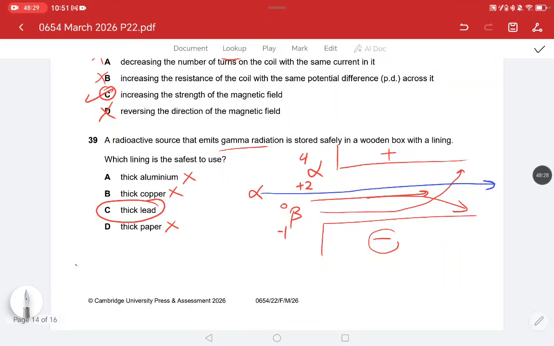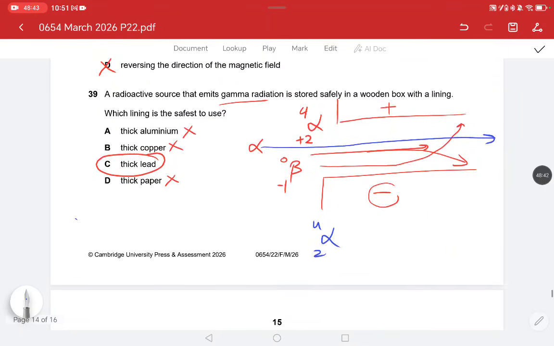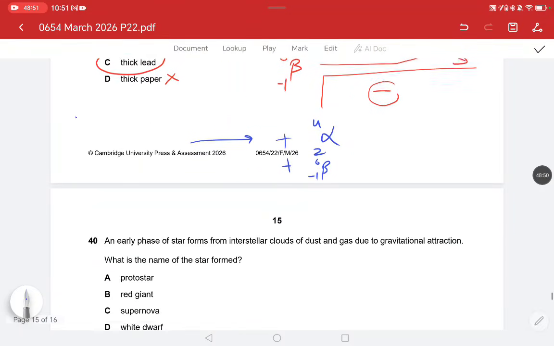And this will lead to equations. So if you have any equation, you have to know how to write them. If you have alpha, you should know this 2, 4. If you have beta, you should know that it's -1, 0. You should know them, and you should know how to balance the equation. Okay, gamma nothing.